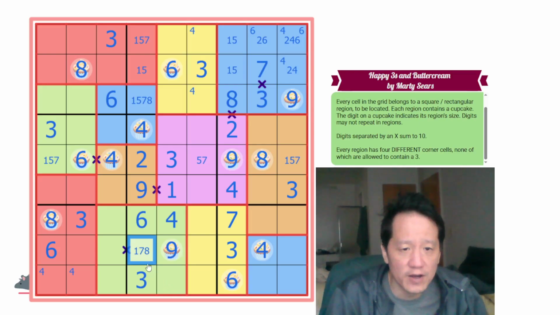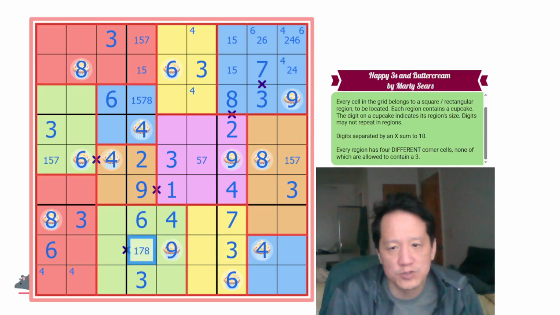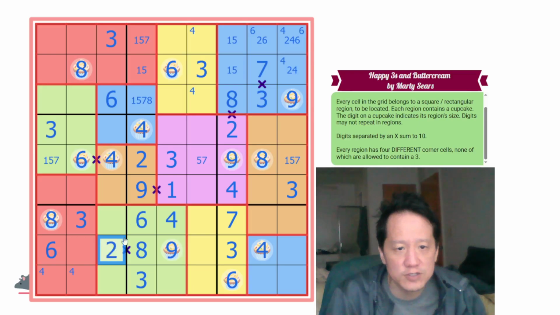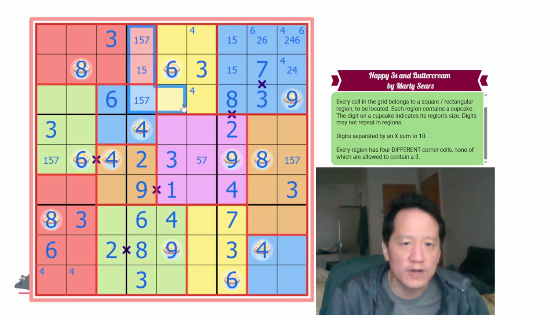This can't be 5 because it doesn't add up with any digit to add up to 10. And if this is 1, this would have to be 9, which is not possible. And if this is 7, this would have to be 3, which is not possible. So this must be 8, which forces this to be 2. This can't be 8. We have a 1, 5, 7 triplet in box 2, which eliminates 1, 5, and 7 from the rest of the box.